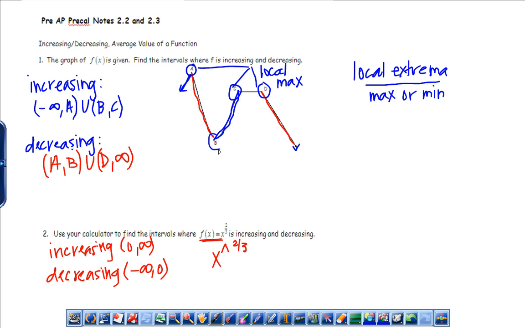This B down here is a minimum. I'm going to call this an absolute minimum. And I'm calling it the absolute minimum because it's the only one on this graph.